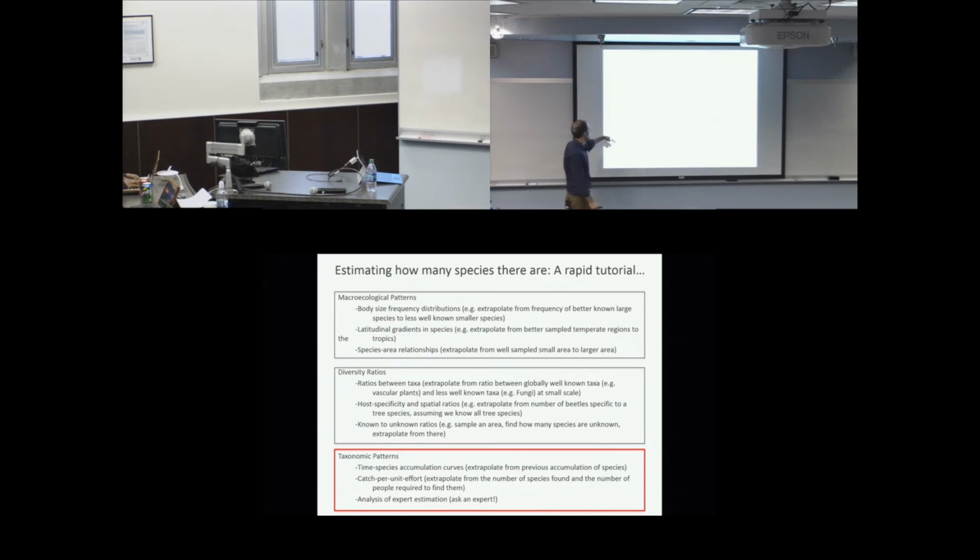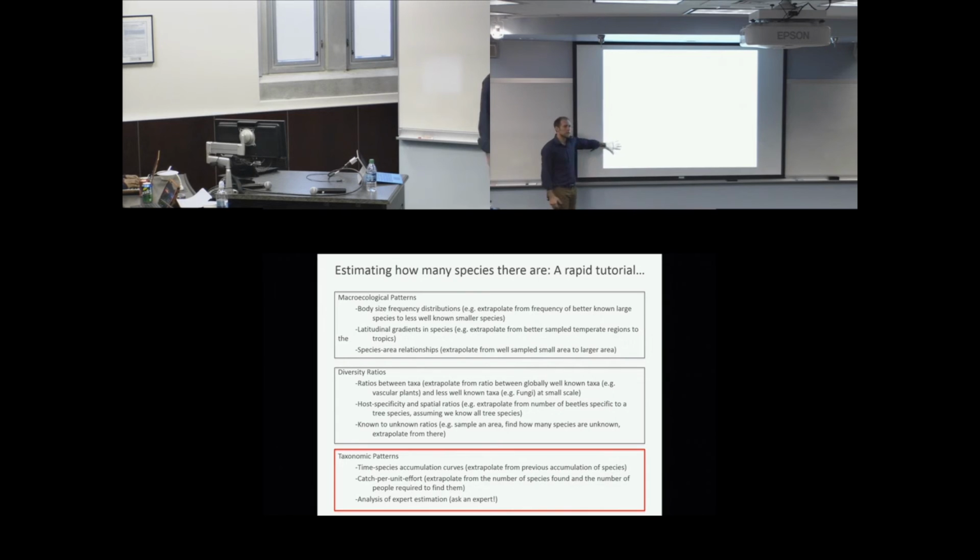Species area ratios, same thing. Host specificity, so for instance, we can say, well, we should go and shake a bunch of trees and say, well, how many beetles are only found on this species of tree, and then say, well, how many species of trees are there, and come out with extrapolations like that. I don't really do any of that, so we're going to ignore it.